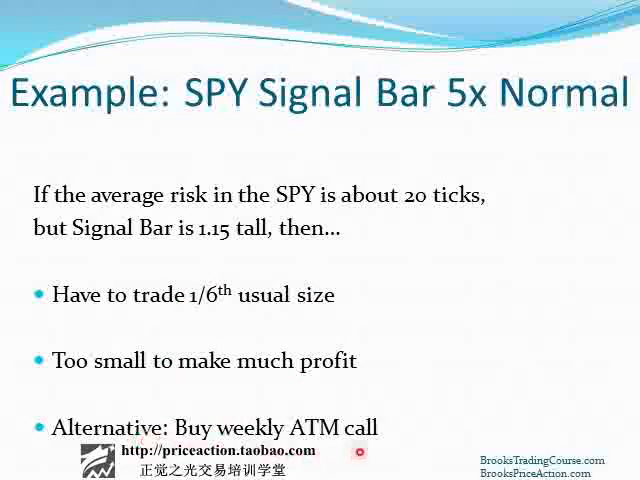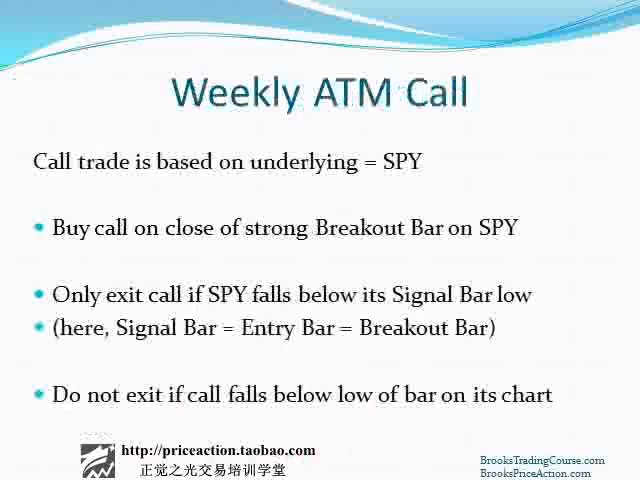As an alternative, you may just go ahead and buy the at-the-money call. The call is based on the underlying, on the spider. And so go ahead and just buy a call on the close of that strong breakout bar. And only exit the call if the spider falls below the low of that signal bar. Yes, that's far below, 117 cents below your entry price, or your theoretical entry price. But that's okay. You do not exit the call if the call falls below the low of that bar, right? So you're basing your trading decisions not on the chart of the call. You're basing your decisions on the chart of the underlying, in this case the spider.